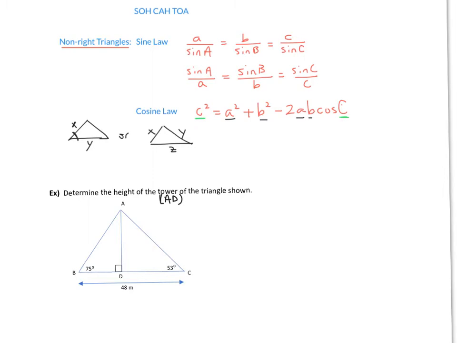However, in those two right angle triangles, I only know angles. I don't have any side lengths, so that's not going to be helpful yet. If I look at the big triangle, the ABC triangle, I have two angles and one side, and when I have two angles, by default, I can figure out that third angle up at the top.